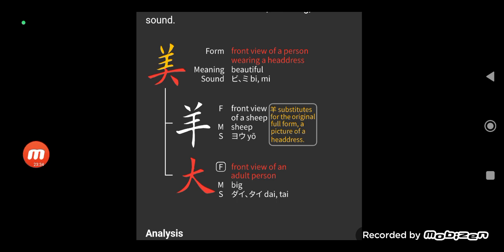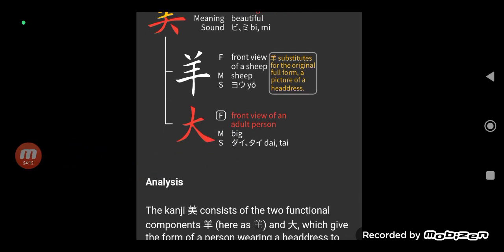In the description box, minasan, I will place also an important concept known as kanji corruption, because over time corruption occurs in kanji either in form or in sound. So why is it being called an empty component? Because in the kanji beautiful, this radical that depicts a goat has no influence on the kanji's sound nor on the meaning beautiful. The form component here is big, referring to the person with the headdress.